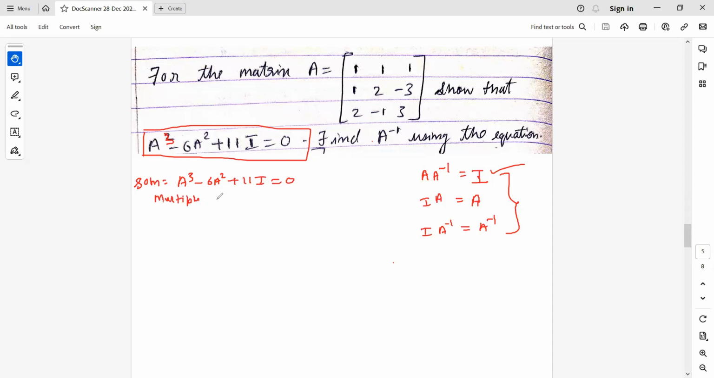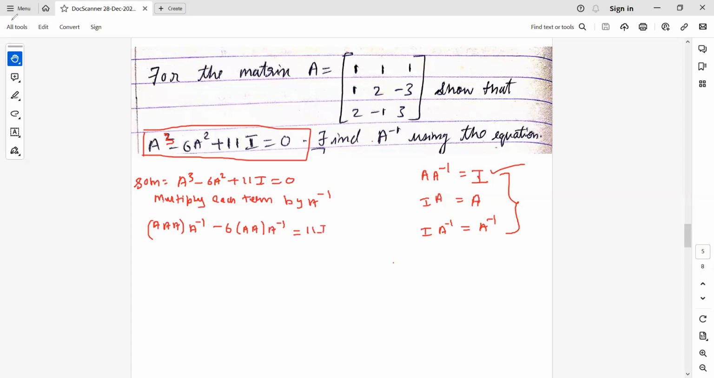Multiply each term by what? A inverse. Okay, so multiply both the sides by A inverse. So see, A cube is there, so A will be repeating how many times? 3 times. Okay, A cube, simple, and you need to multiply it by A inverse. Minus 6 into A square is there, multiply A into A, multiply it by A inverse.